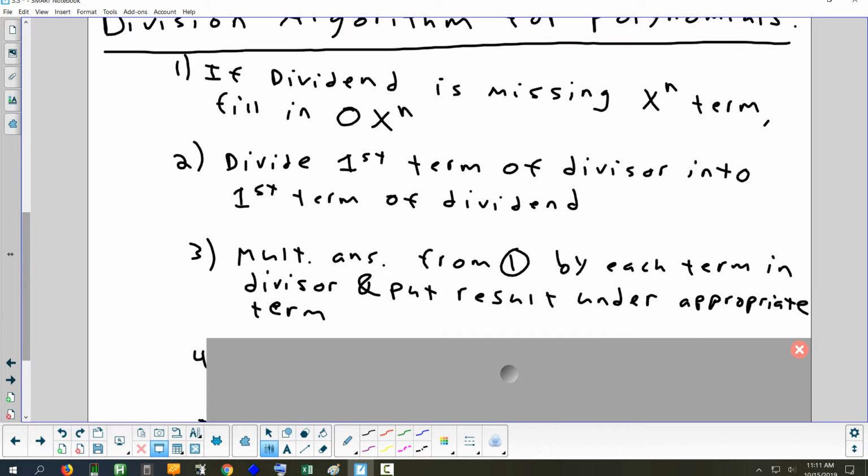Okay, third step. Take the answer that you just got, that's actually step 2, from step 2, and multiply it by each term on the outside. And now we have to line things up in the right columns. Okay, so multiply the answer from step 2 by each term in the divisor. Put the result under the appropriate column.